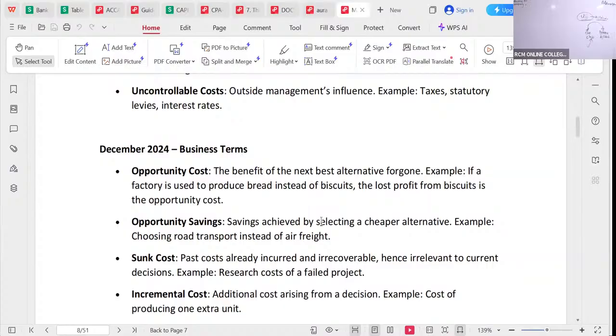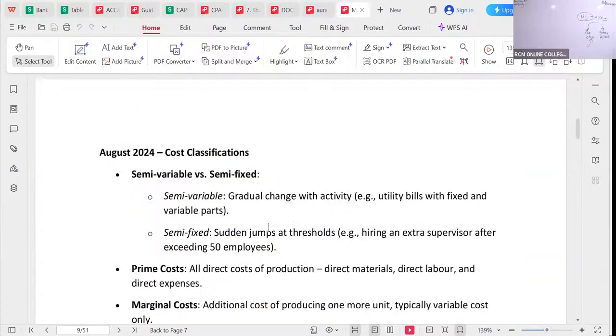Incremental costs are additional costs arising from a decision. Example, the cost of producing one extra unit. Please listen here. For example, we are making some product, these pens. If we produce 10 pens and the total cost is say 1,000, and then we produce 11 and the total cost is, for example, 1050, the 50 here is what you're calling an incremental cost. That additional cost is incurred because you produced an extra unit.